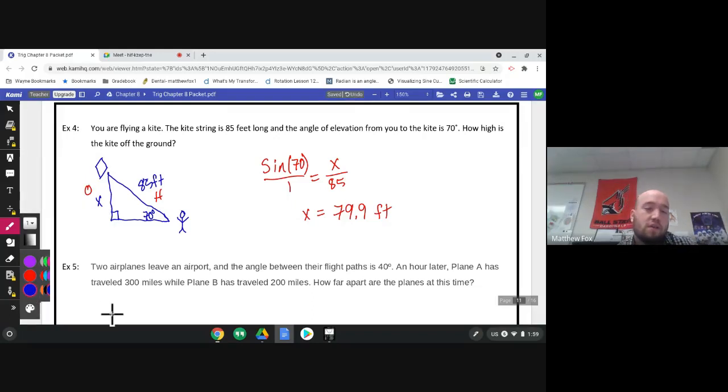So, guess my kite, I should have made it a little better. It should have a tail. But anyway.